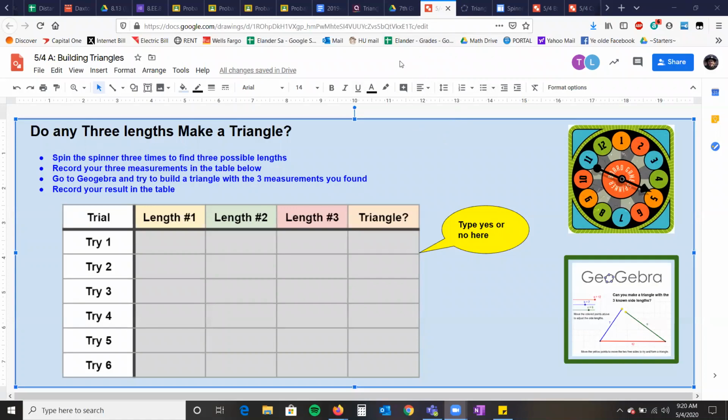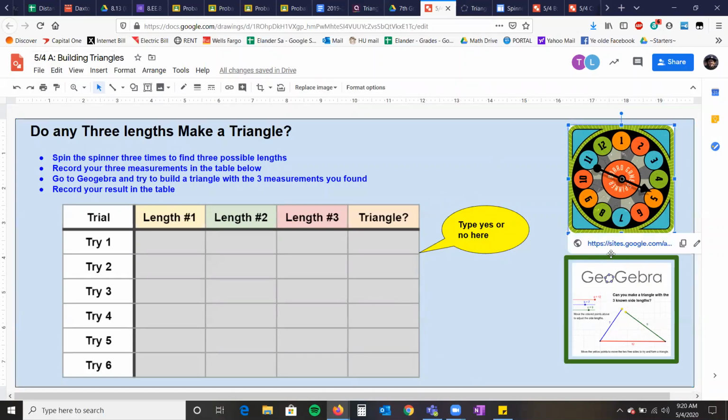Okay, so, well, sorry, it's not on the Google Slides. It's on the Google Draw file, the one that says 5-4A. And when you click on there, it should have this picture. If you click on the spinner, it has a little link underneath. Okay, and then you click on GeoGebra, it has a little link underneath that one as well. Good question.